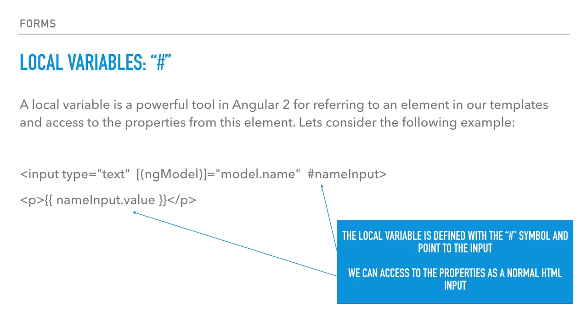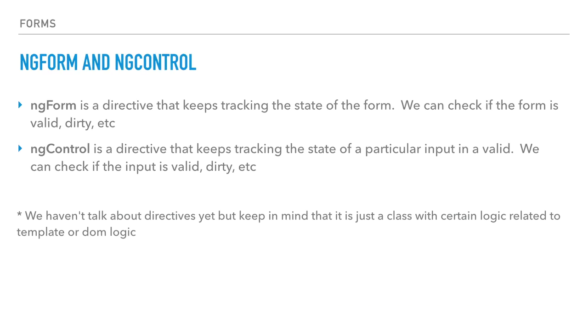In the example, we can see that we are using a local variable. We put a name to this local variable. In this specific case it is nameInput. After that, anywhere inside our templates, we can refer to this nameInput and get attributes from the input type text. In this case, in the paragraph, we are getting the value from the nameInput. So this is a very, very powerful introduction in Angular 2: local variables with the hash.